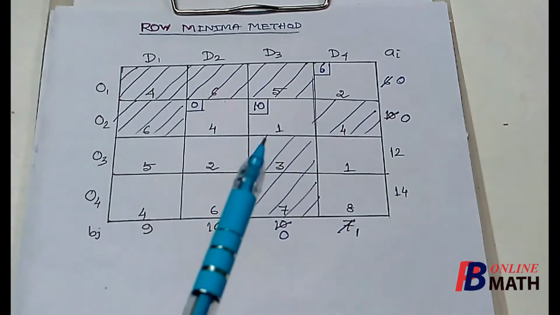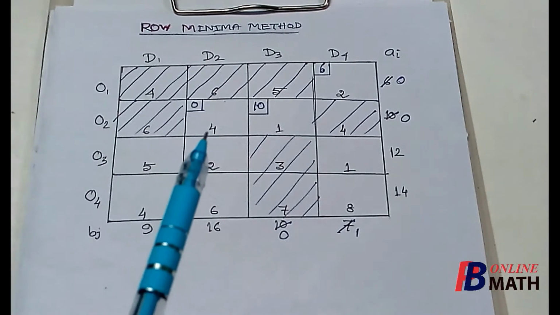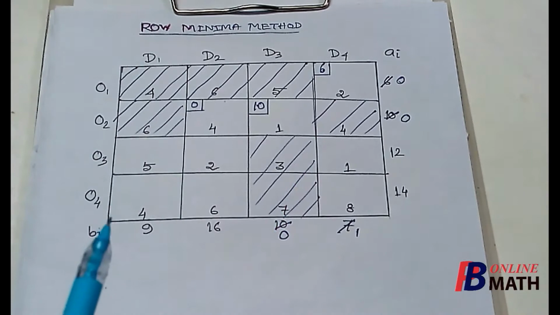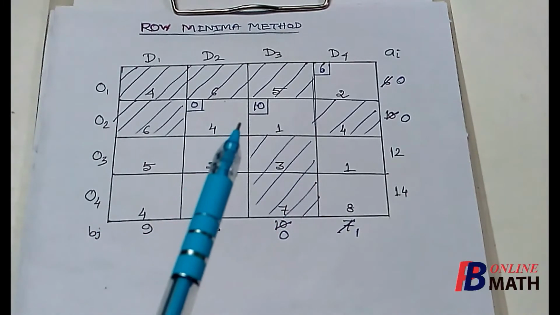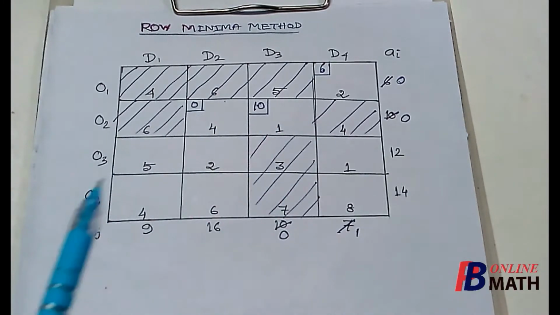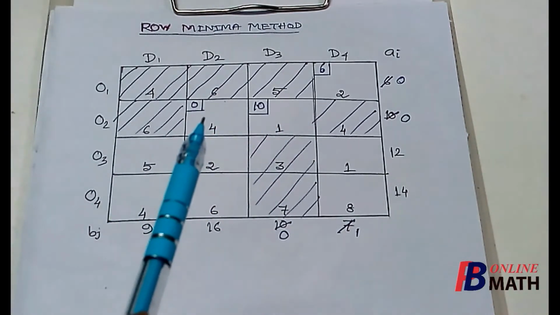Now here we have found that the next minimum cost is 4, either for this cell or this cell. So we can allocate this 0 value arbitrarily in any of these two cells. Here we have allocated the 0 value here.